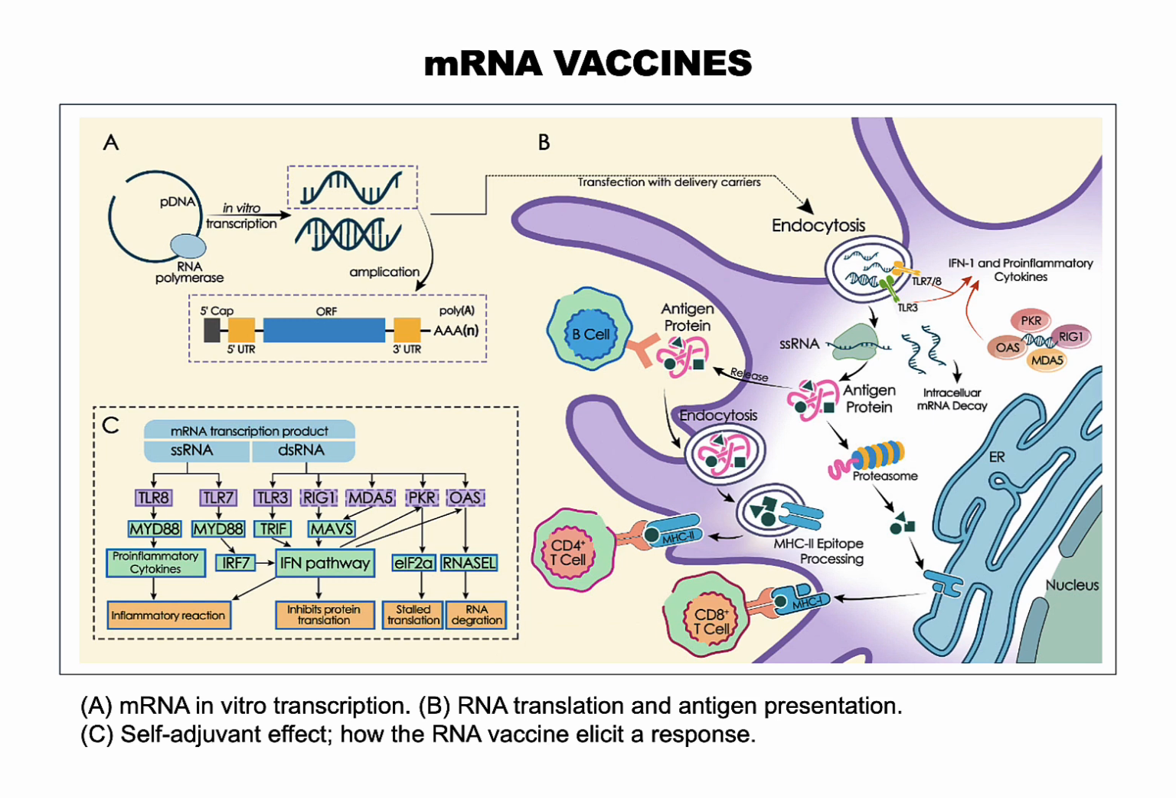Then they are degraded and presented to helper T cells and B cells via the MHC2 pathway. B cells can also recognize released antigen proteins. C. Self-adjuvant effect. Various pattern recognition receptors can recognize the mRNA in vitro transcription product.